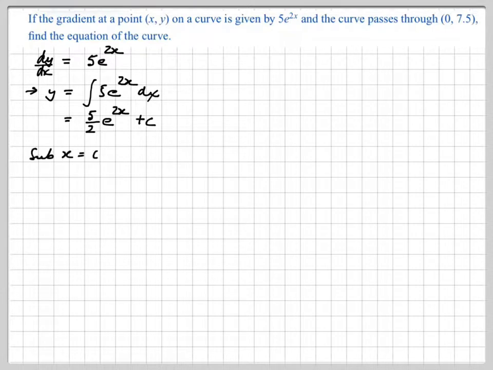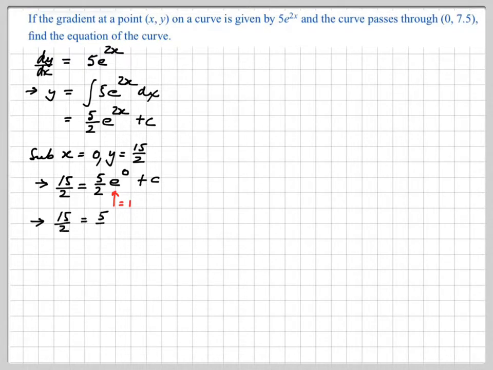Now we're going to sub in our boundary condition. x is 0, y is 15 over 2, and we'll get c. Therefore 15 over 2 equals 5 over 2 times e to the 0 plus c. Now e to the 0, anything to the 0 is 1. That's why log of 1 is 0, because the log is the exponent, by the way. Hope that made sense. So e to the 0 equals 1. Therefore 15 over 2 equals 5 over 2 plus c, and therefore c is 5. And therefore our solution is y equals 5 over 2 e to the 2x plus 5.